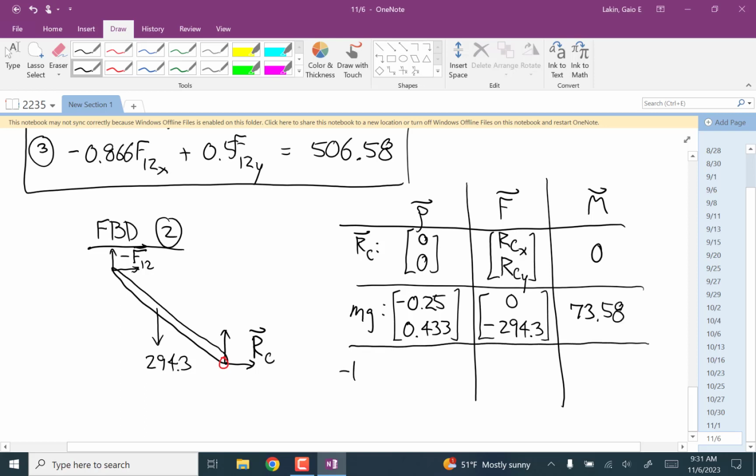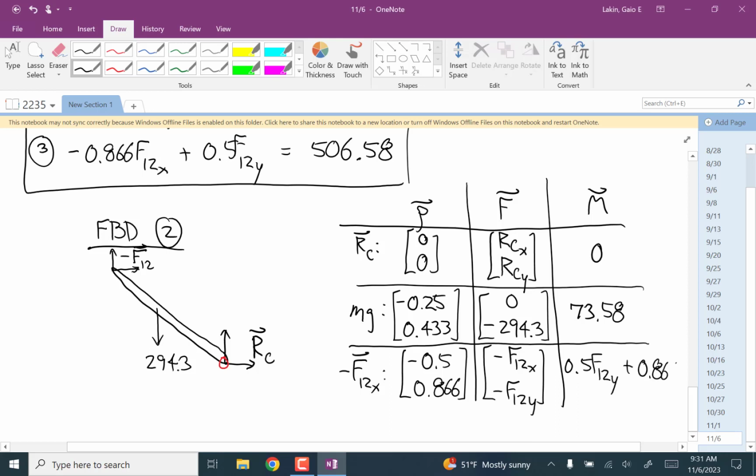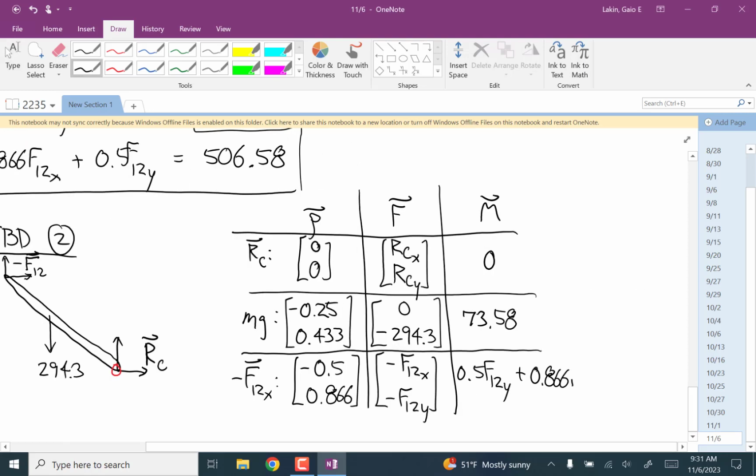And then negative F12x. Row vector is negative 0.5, positive 0.866. Force vector is negative F12x, negative F12y. Cross product is 0.5 F12y plus 0.866 F12x.